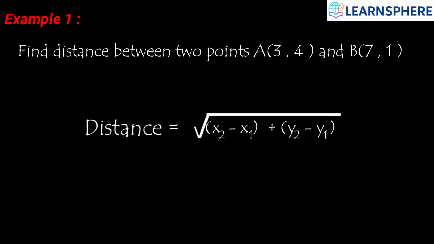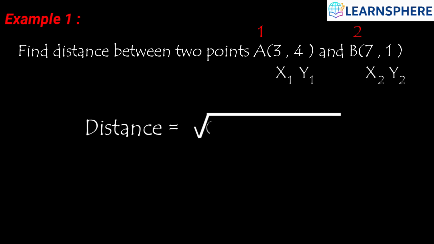Firstly, we can label A to be point 1 and B to be point 2. Therefore, for the coordinates of A, we have x1 to be 3 and y1 to be 4. For coordinates of B, we have x2 to be 7 and y2 to be 1. Next, we can substitute the values of x1, y1, x2, and y2 into the formula, which will give us square root of (7 minus 3) squared plus (1 minus 4) squared.